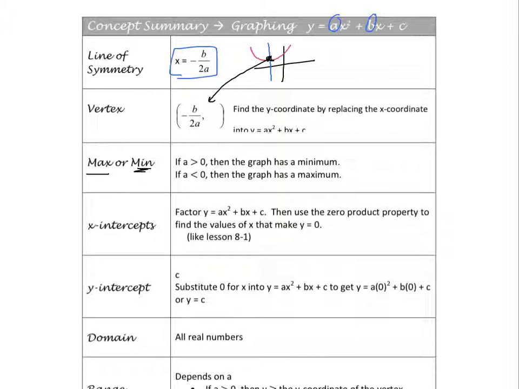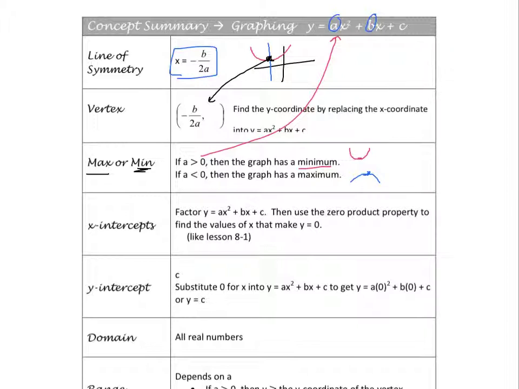Now again, we said that when you have an a value that's positive, then that means it's going to open up, which gives you a minimum. If it opens down, that means you're going to have a maximum.